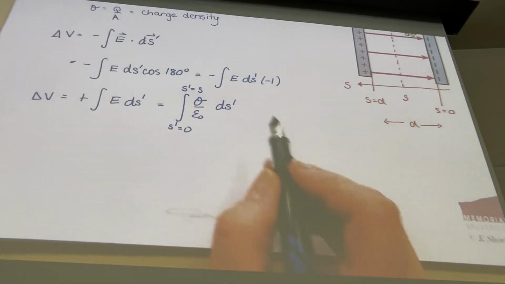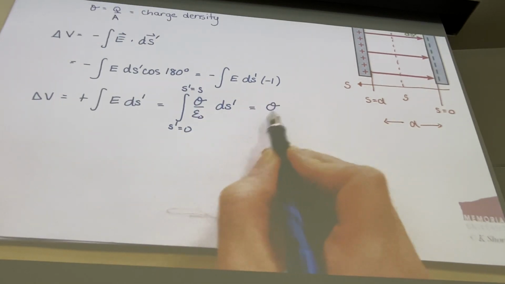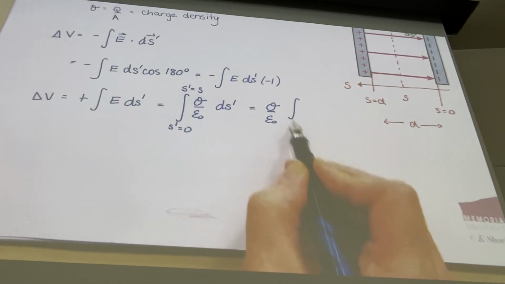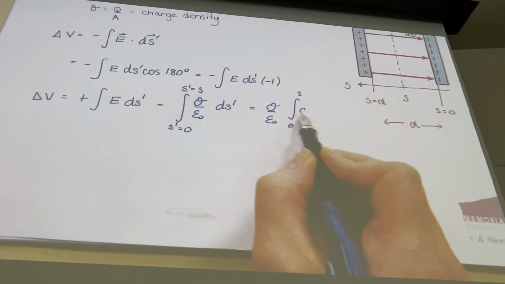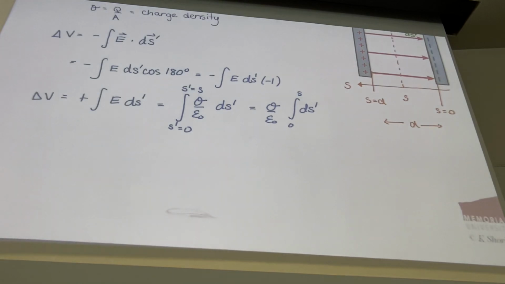Because sigma and epsilon naught are constant, they can come out front of the integral. The integral of ds prime is an easy one, it's just s prime.